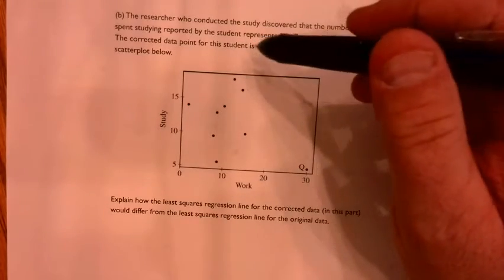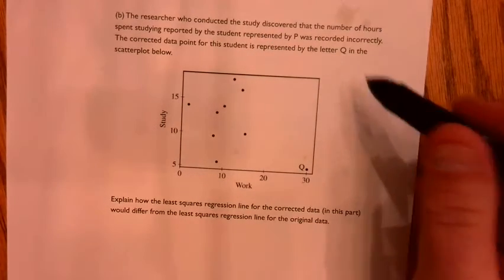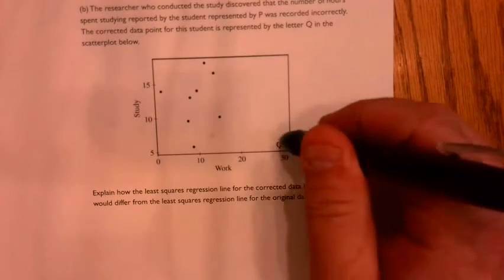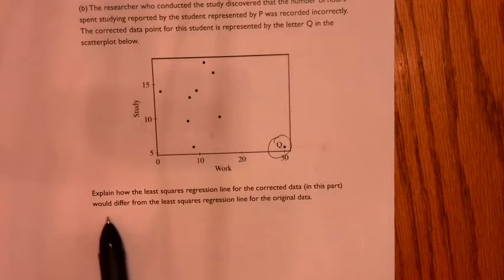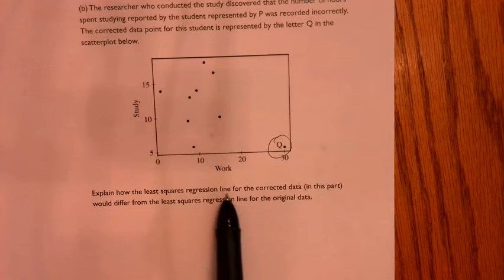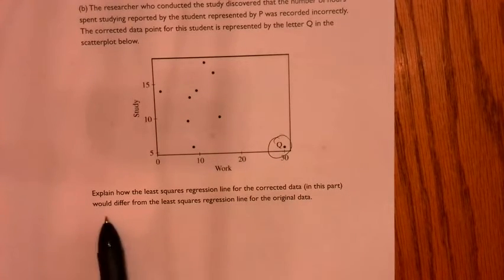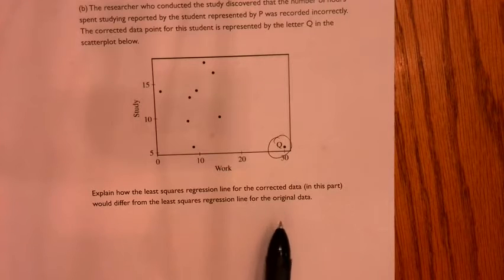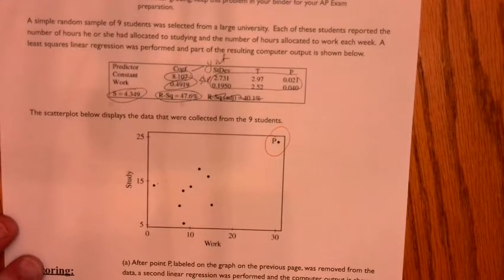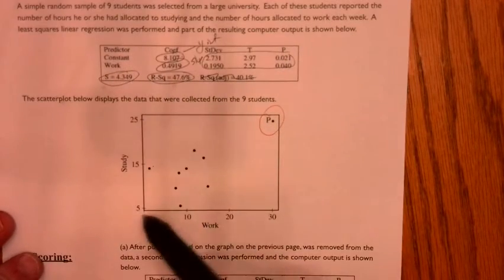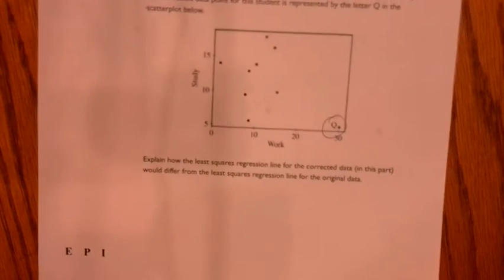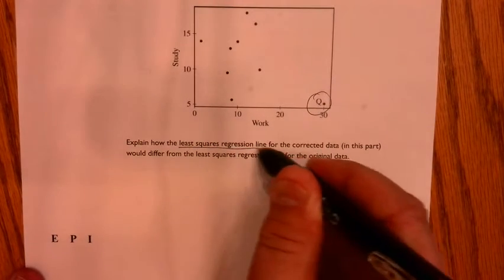The next one. Okay. The researcher who conducted the study discovered that the number of hours spent studying reported by the student represented by P was recorded incorrectly. The correct data point for this student is represented by the letter Q right there in my scatter plot. Explain how the least squares regression line for the corrected data would differ from the least squares line for the original data. So my original data was here. How would that change? And how would it change the least squares regression line?